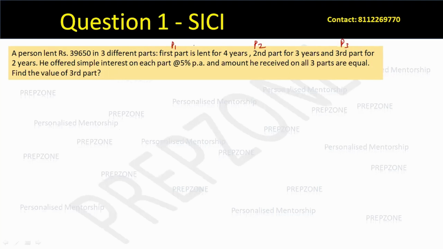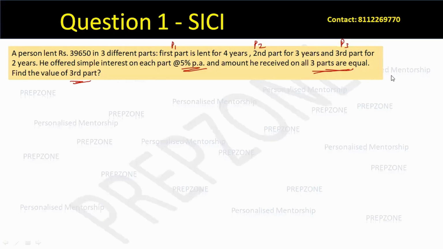Then he offered simple interest on each part at the rate 5% per annum. ठीक है, हर part पे simple interest लगाया. ठीक है, and the amount he received on all the 3 parts are equal. Okay, find the value of the third part. ठीक है, यहाँ पे what is the key? Key is the amount that this particular person has received on all the 3 parts are equal, right?